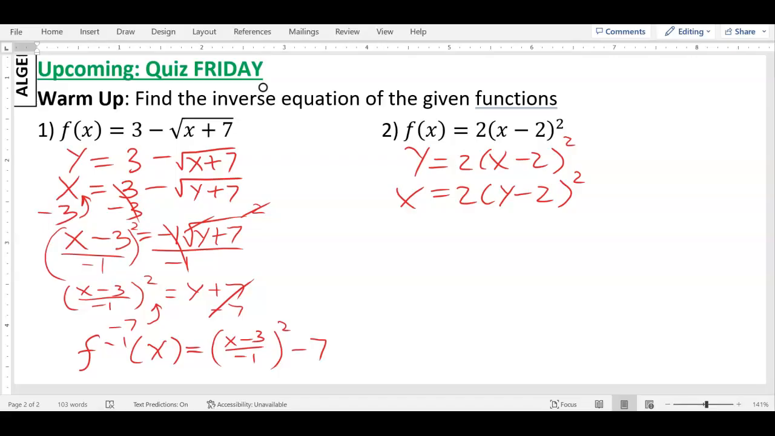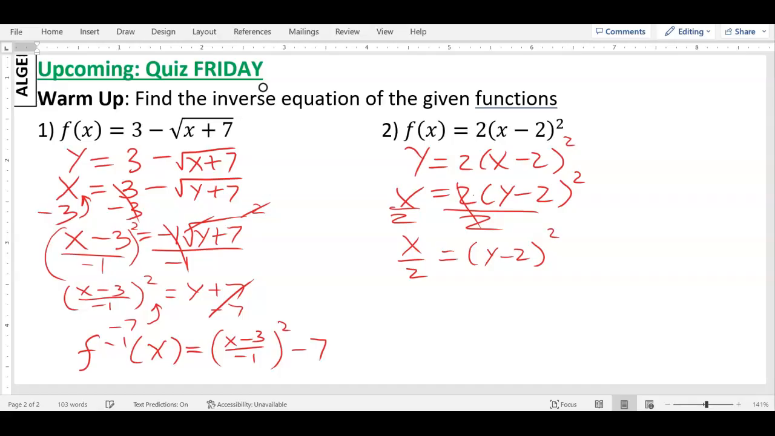Like the one in front, the one inside, or the squared? Okay, so the coefficient, positive 2 out front. Before you can get into the parentheses, before you can even mess with the square root, you must get rid of the coefficient. How do I get rid of that 2 in front? This is being multiplied, so the opposite is divide by 2. Divide by 2. Okay, so now I have x over 2 equals y minus 2 squared.